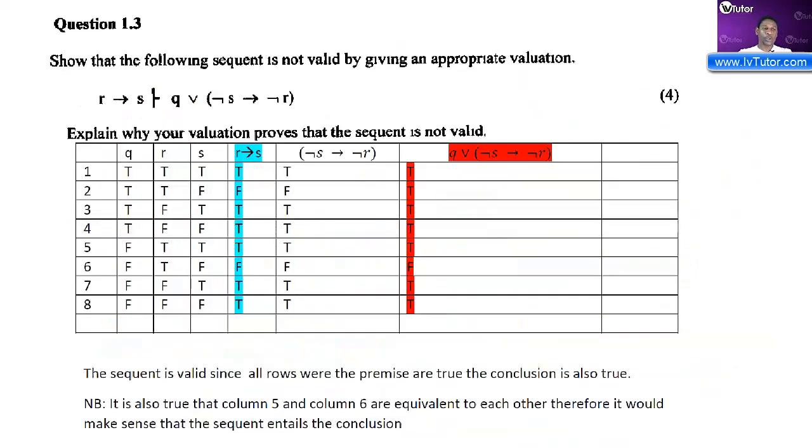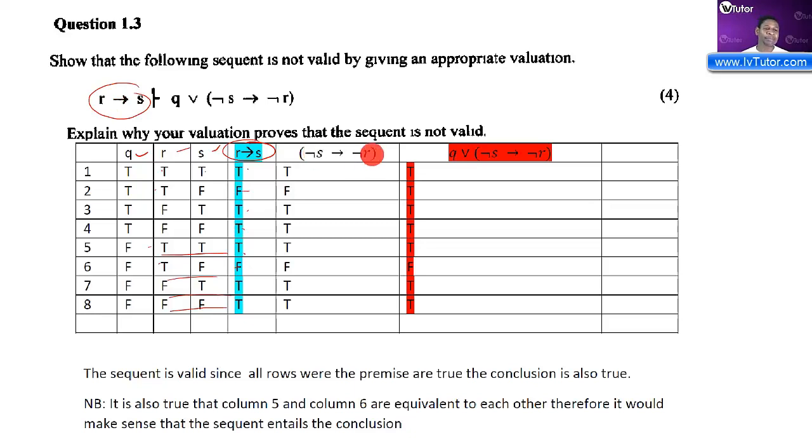So in this case, the examiner asked, given that scenario, show that the sequence is not valid by giving the proper valuation. So we proceeded, we did Q, R, S, those are the three inputs. Okay, we build R implies S. So we've got true implies true, true, false, true, true, true, false, right? As you can see, we are proceeding with our valuation. Then that was the only premise that we have, fortunately or unfortunately.